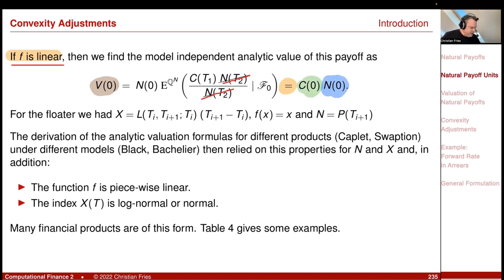So that was the situation which we had for the floater, where our x is L times the period length, our f is the identity, and N is the bond that pays at the end of the period.